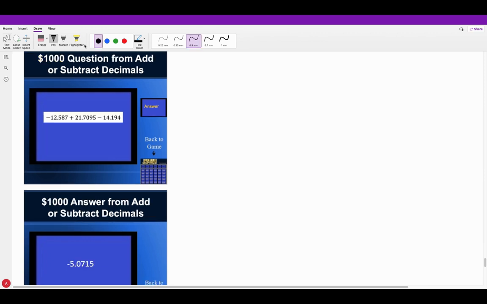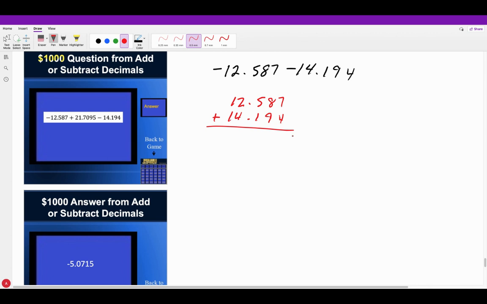All right, so for this last problem here, a $1,000 question, what I'm going to do first is I see I have two negatives, so I'm going to go ahead and get rid of those negatives. You could do this any way that you want, really, but I'm going to get rid of my two negatives first because I know that I'm just adding them, and maybe that's a little bit easier for me. So I'm going to go ahead and just write these out. I'm going to add them together, so 12.587 plus 14.194. This gives me 11, 17, so it gives me 18. This gives me 7. This gives me 6 and 26. And since they're both negative, I know my answer is going to be negative 26.781.